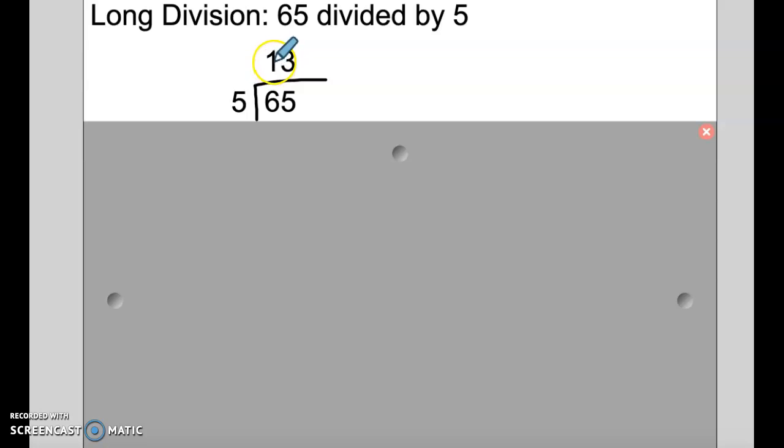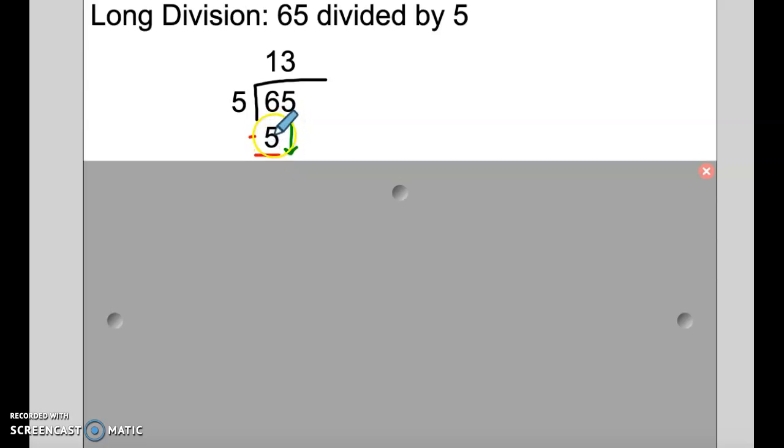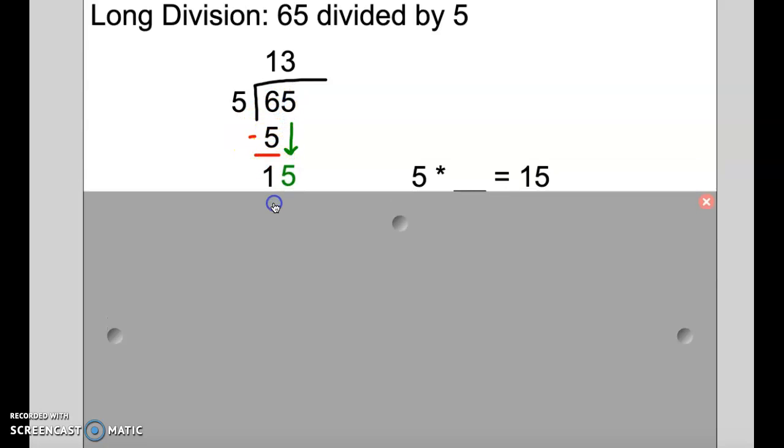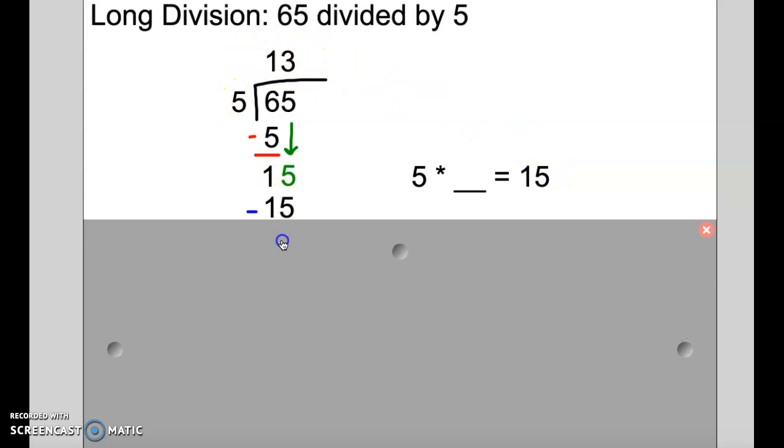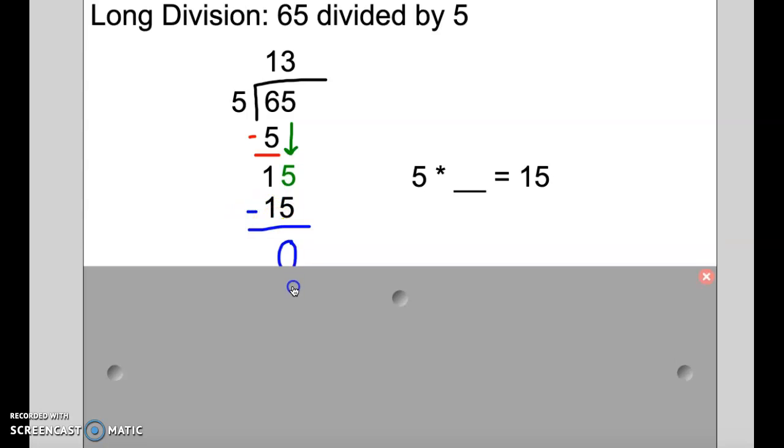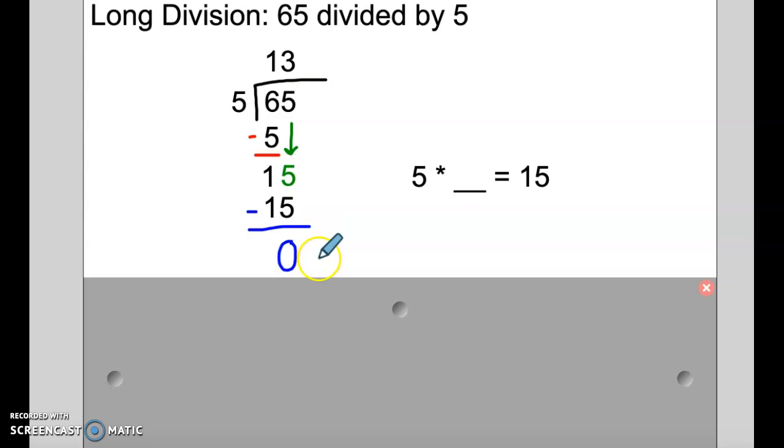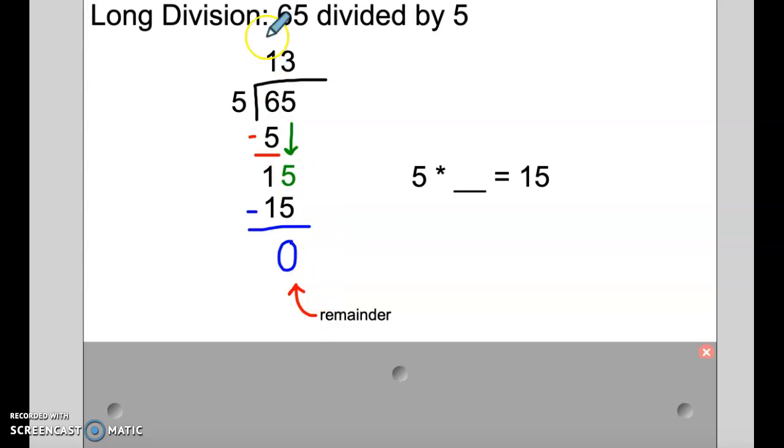Then we do multiplication. So then I do 1 times 5, and I get this 5. Then we do subtraction. So then I do 6 minus 5, and I get 1. And then we bring down the 5. And then we do it all over again. 5 goes into 15. Another way I like to think about it is 5 times what gives me 15 is 3. So then 3 times 5 is 15. I do subtraction again, 0. There's nothing left for me to bring down, so 0 is my remainder, and my answer is 13. Here's my answer at the top.